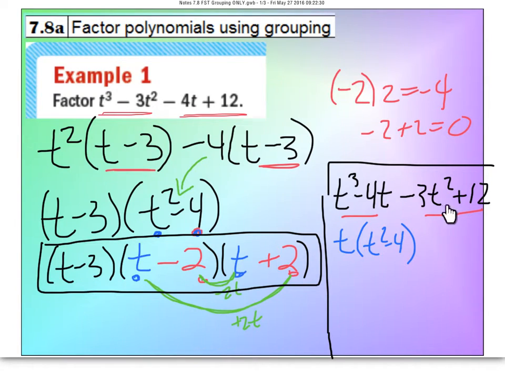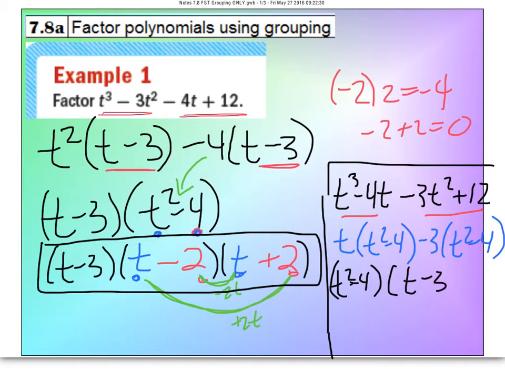And then from these two terms, I can actually pull out a negative 3. So if I do negative 3, I'm left with t squared minus 4. Now in this way we were successful because the common binomial here is t squared minus 4. So I'm going to yank that out, and I'm going to show t squared minus 4 is coming out of it, but then what I'm left with is t minus 3.